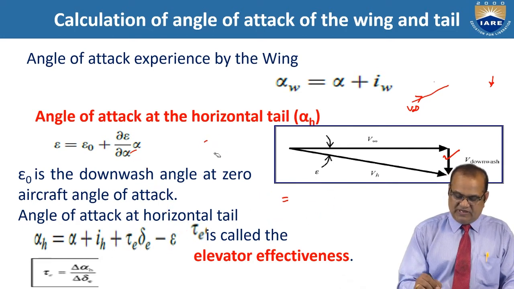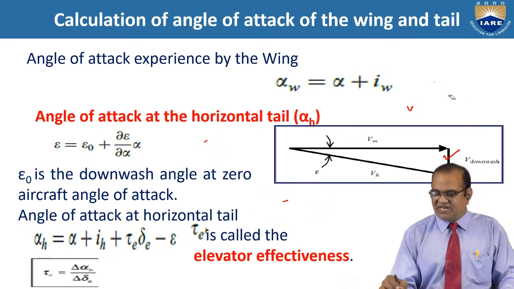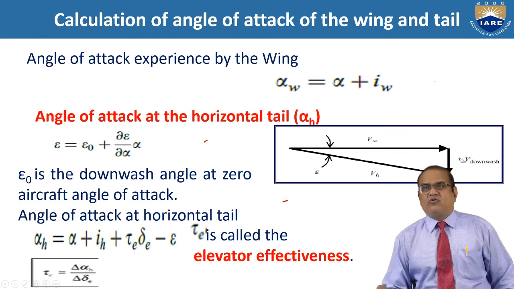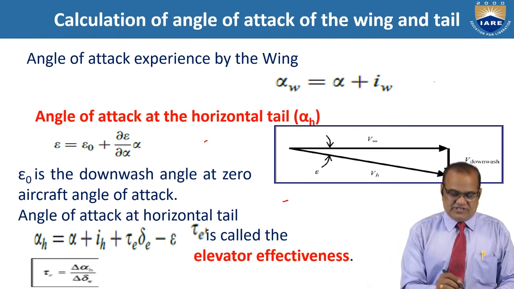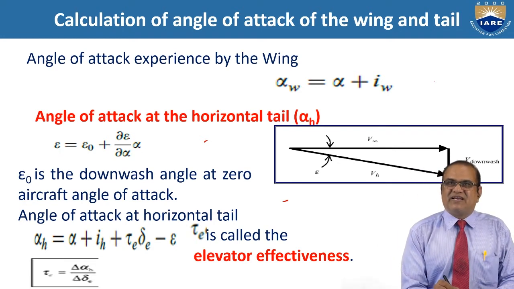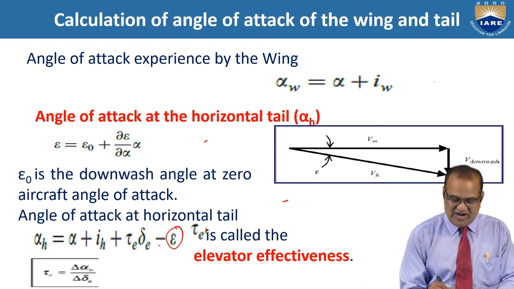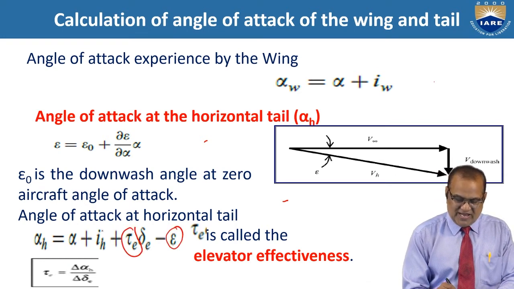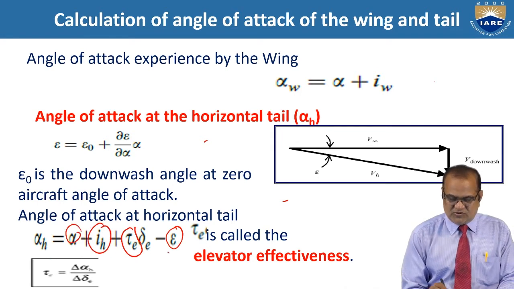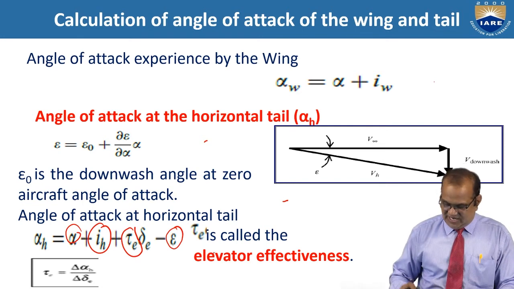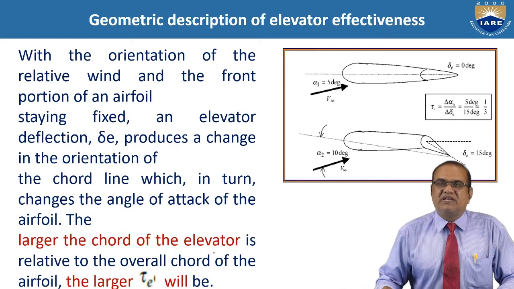I think it is very clear now. So how to find epsilon? Epsilon is equal to epsilon naught plus d epsilon by d alpha into alpha. And to find the angle of attack at the horizontal tail, alpha H, this epsilon is required, tau E is required, IH and alpha; if you sum all this up, you will get the angle of attack for the tail.